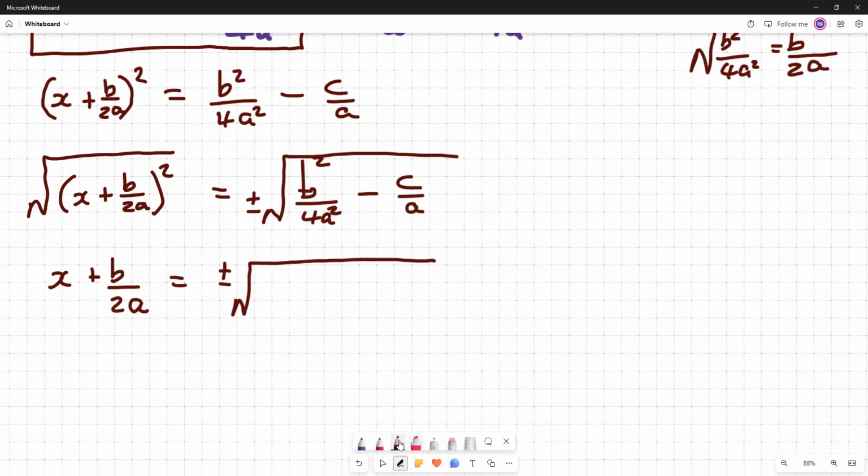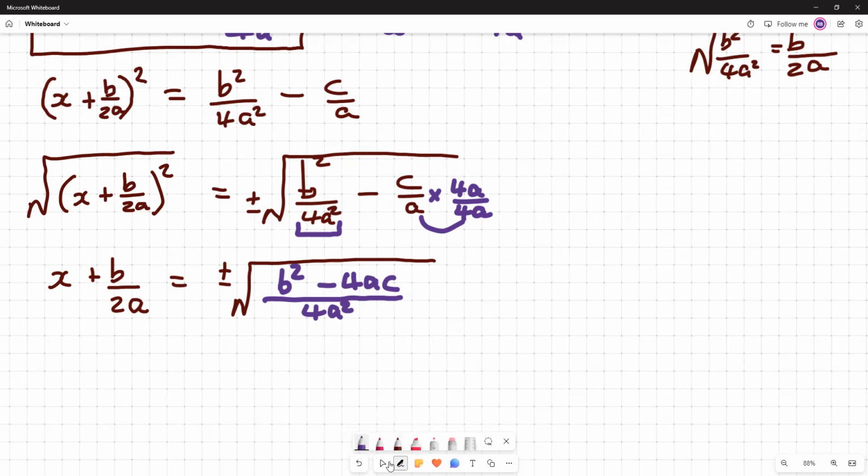Let's do the LCD inside then. So if you check here, ladies and gents, your LCD is 4a squared, right? So to make the bottom the same, I need my bottom to be 4a squared. There's a minus sign there, okay? This one already has the whole 4a squared, so it's just going to be b squared. But here I need to multiply by 4a and 4a, so that I can also have 4a squared when I multiply these two. But on top, I'm going to have 4ac, you see it? Because it's 4a times c, so it's 4ac. All right.